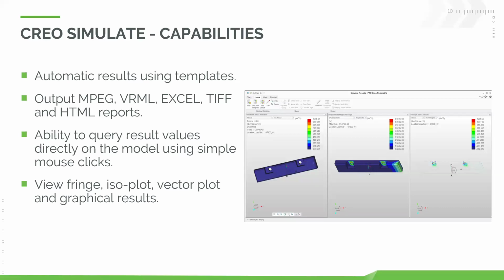Can I query specific areas on my model, look at specific values? Do I want to plot certain graphs, vector plots, isoplots? I can do all of those from within the tool. And that's what's great about it.